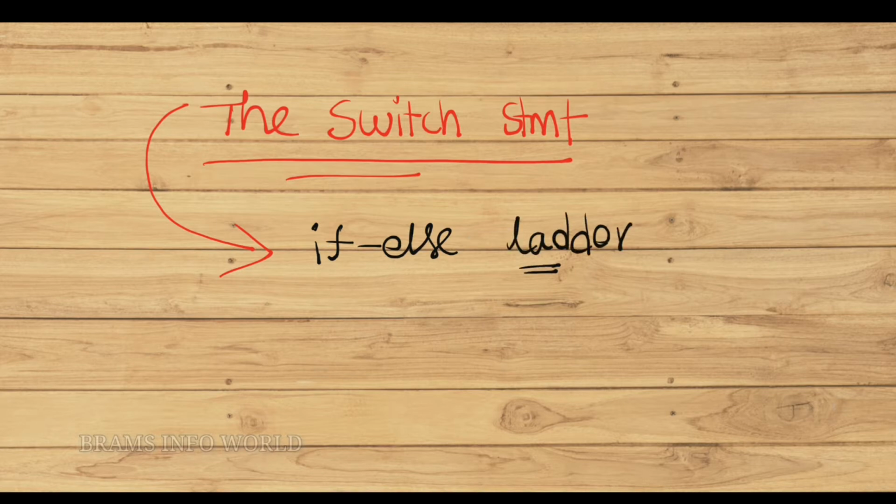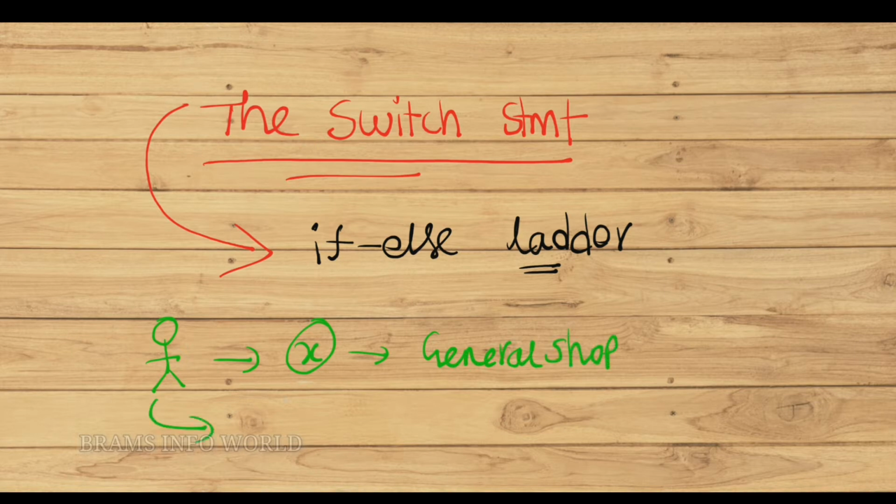Let us take a small example. You are a person and you want to buy a product like X, and you are going to a general shop, a normal shop. You ask the shopkeeper for this product X. He verifies, and after that he gives you a reply. If the product is there, then you take it and buy the product.